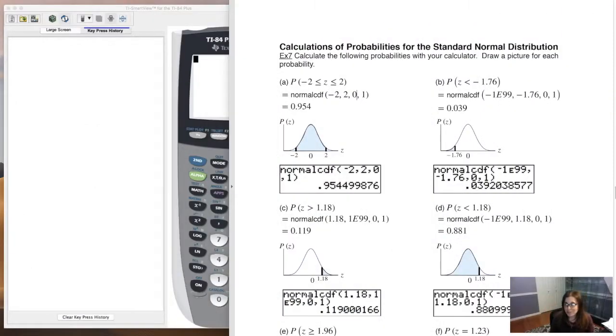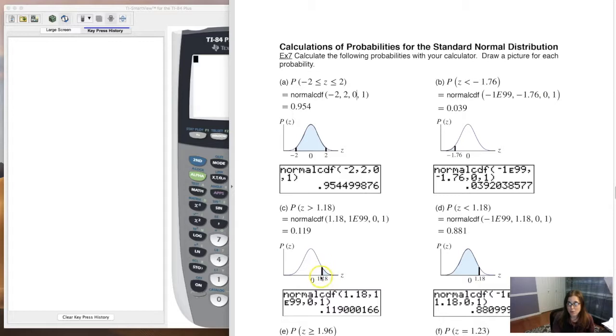Hey gang, last one we're going to do here on our calculator off of this screen. Here I want to use the greater than option, okay? So when I want to go greater than, I want us to think about what our z-axis would look like in terms of what I'm shading, right?